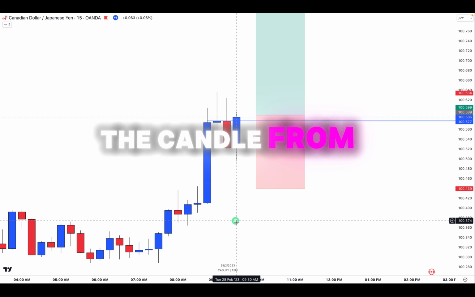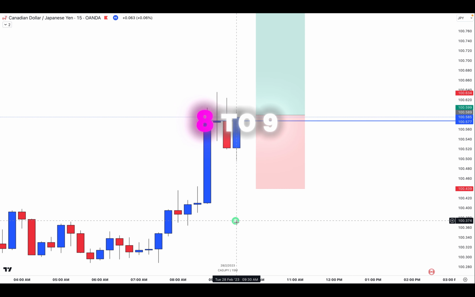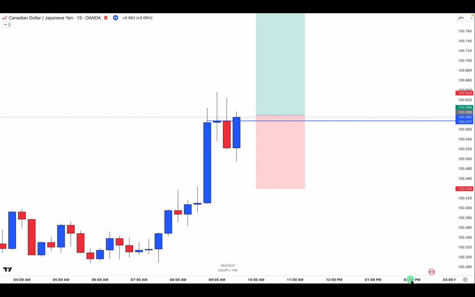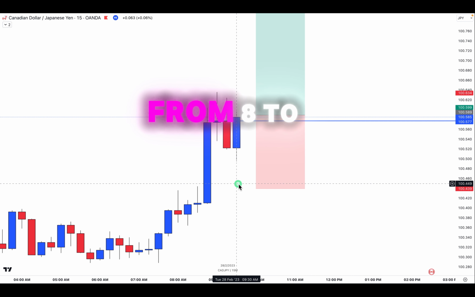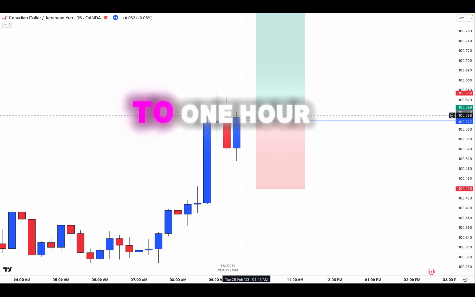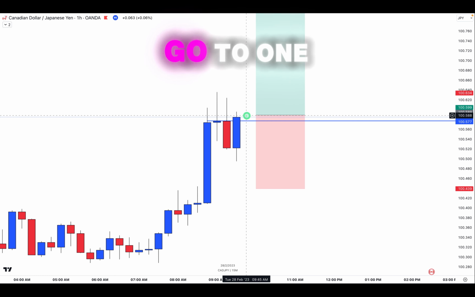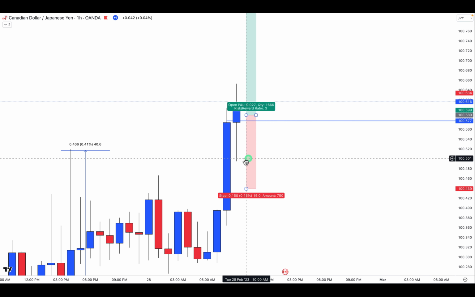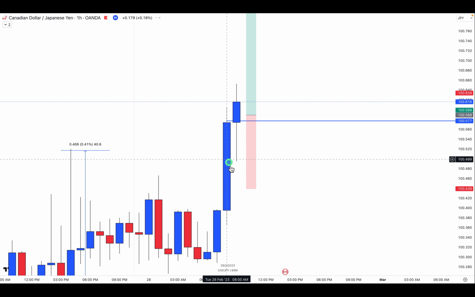So the candle from 8 to 9 a.m. Let's check the time again. It's 9:30. So the candle from 8 to 9 should have closed bullish for us to be placing trades at the neckline. So let's go to 1 hour time frame. From 8 to 9, you can see this candle here is bullish, so a trade here is valid.